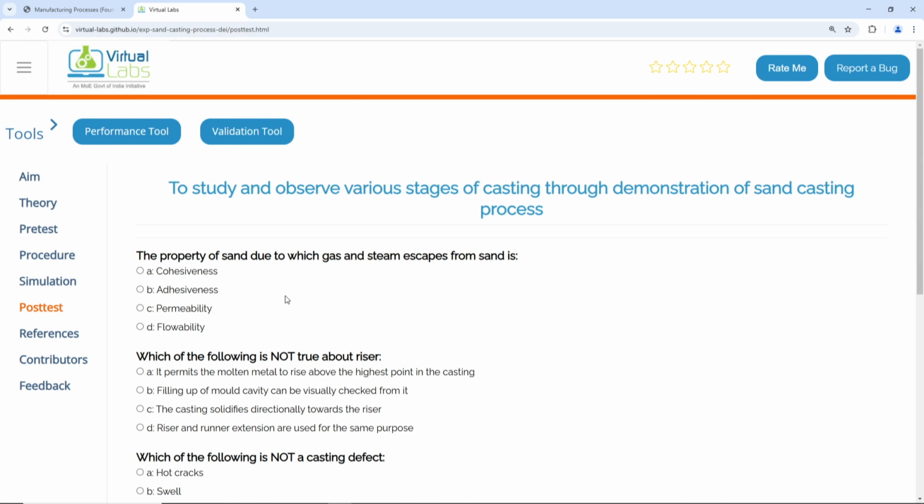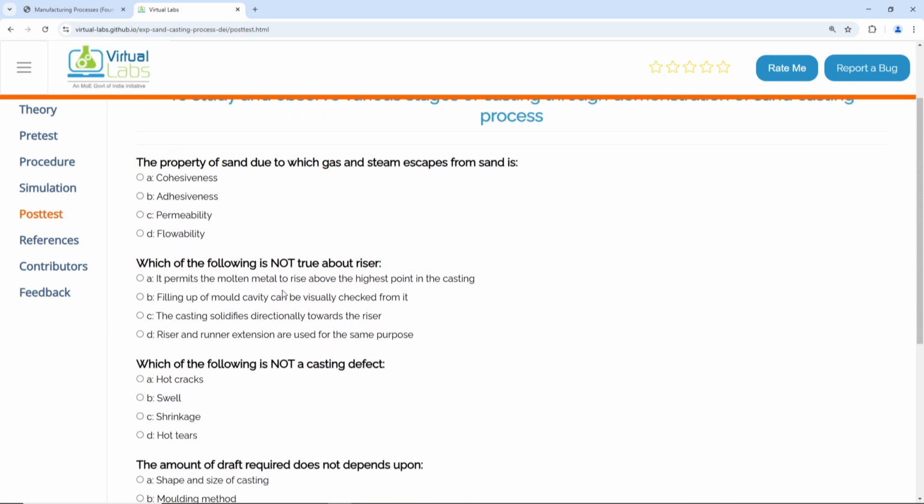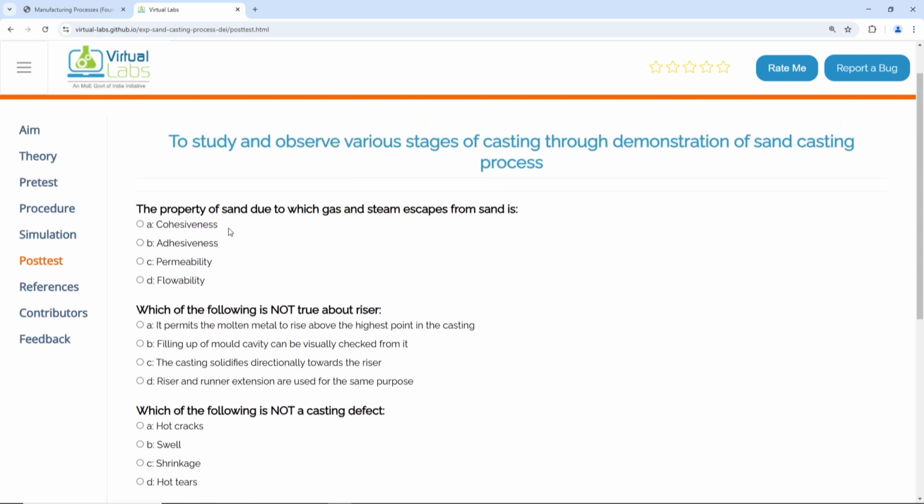Post test, post casting, let us take some certain questions. Property of sand due to which the gas and steam escapes from the sand is, what is the property due to which it escapes? It is the porosity there. That means permeability is the property of the sand due to which the gas steam escapes through the sand itself.